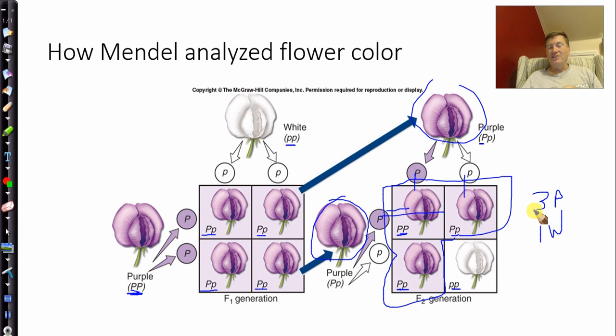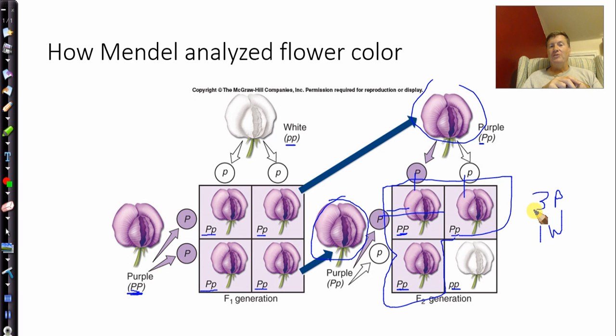It's also why he saw the same thing when he looked at height in peas, and when he looked at seed color in peas, and flower position in peas. All of these traits are inherited in a Mendelian fashion, which means 2 versions of a gene, okay, the alleles.